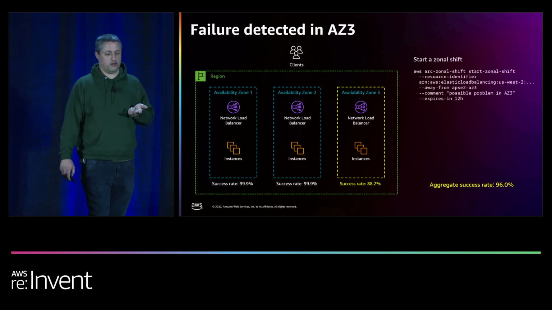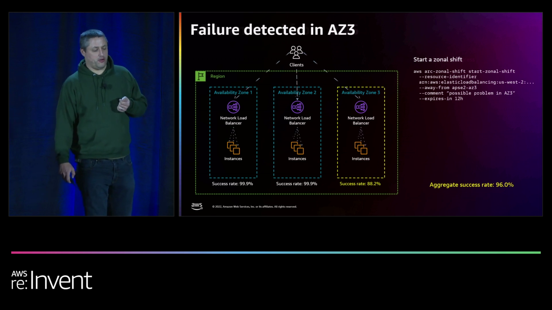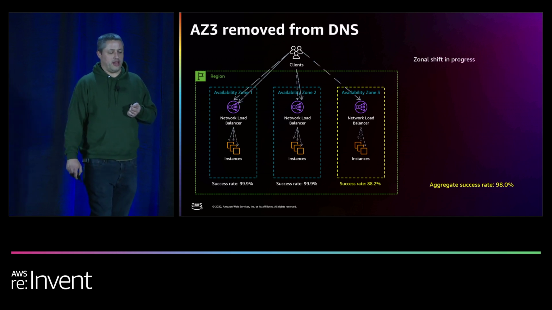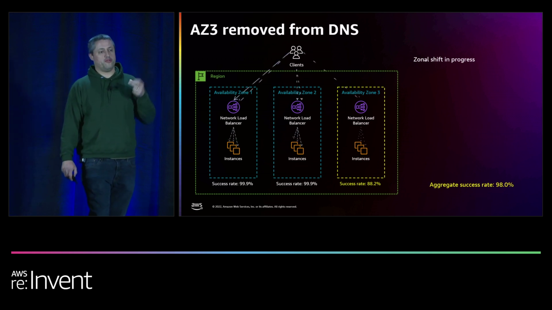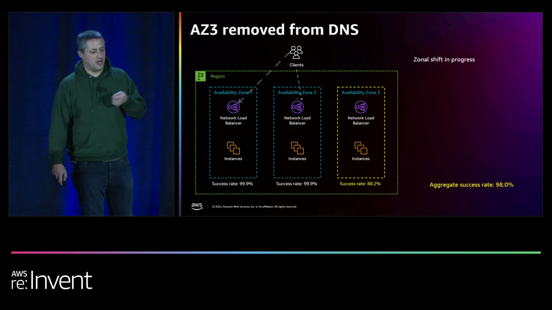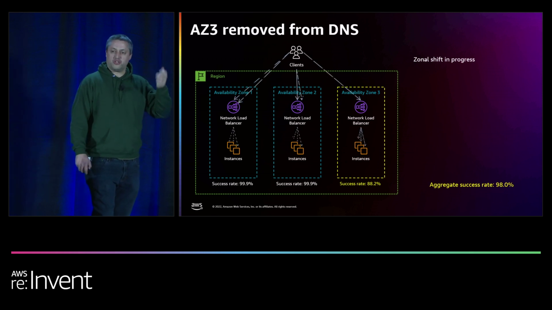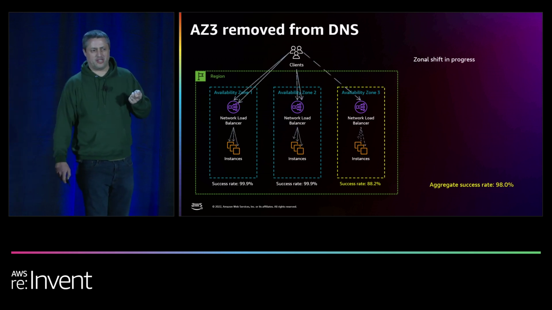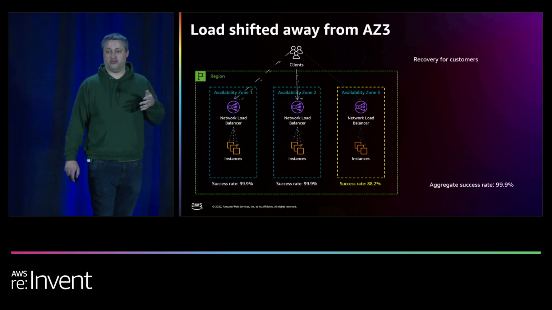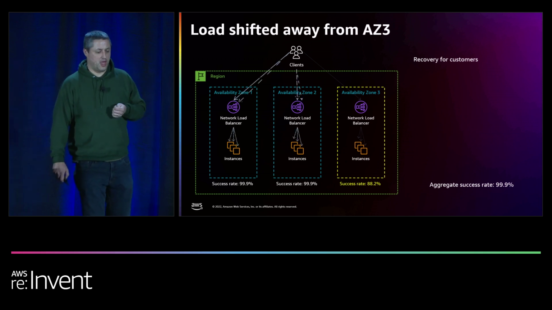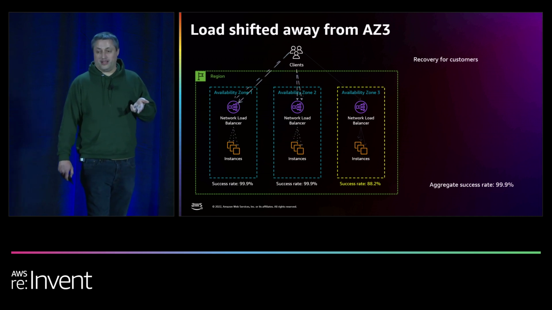So I'm going to start a zonal shift. What that's going to do is, slowly, over a few minutes, traffic will start to drain away from AZ3. What we've actually done is remove the IP address of AZ3 from DNS, and so clients will continue until they close the connection. Typically, that will happen over a few minutes. So a few minutes later, we'll basically see all the extra traffic going to AZ1 and 2, and practically nothing going to AZ3. We're still seeing the success rate is down in AZ3, but the customer success rate is back up to normal. So we have mitigated this problem.